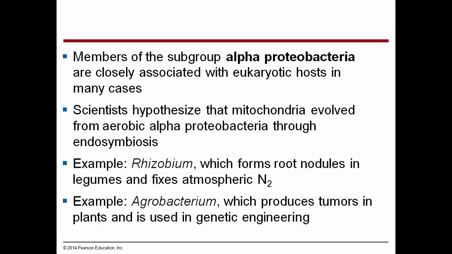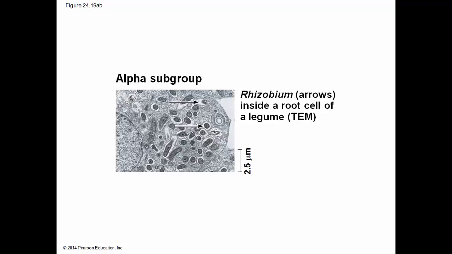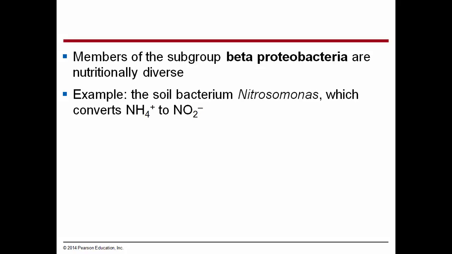Agrobacterium, which produces tumors in plants, is used in genetic engineering. I don't have a good understanding of this. Okay, Rhizobium, inside the root cell of a legume, the alpha subgroup of the proteobacteria.